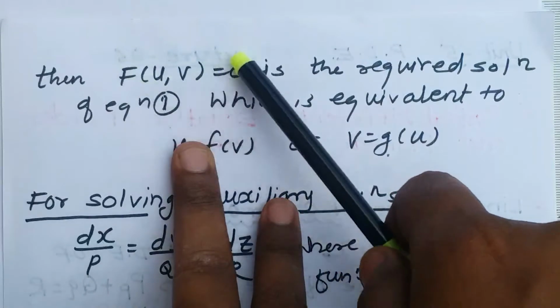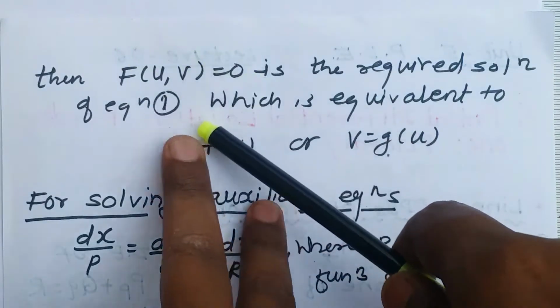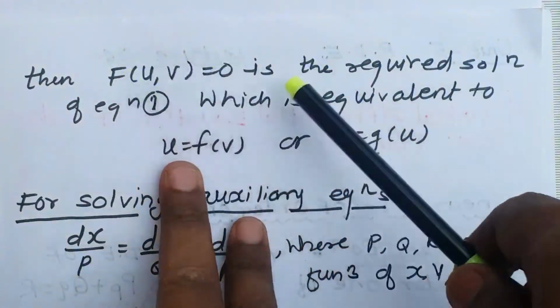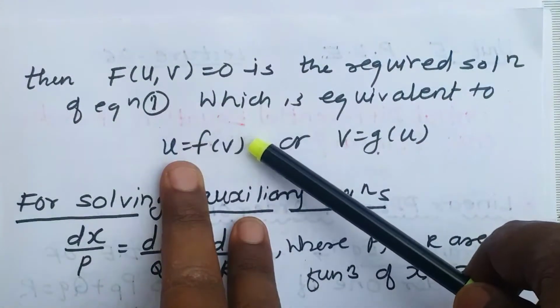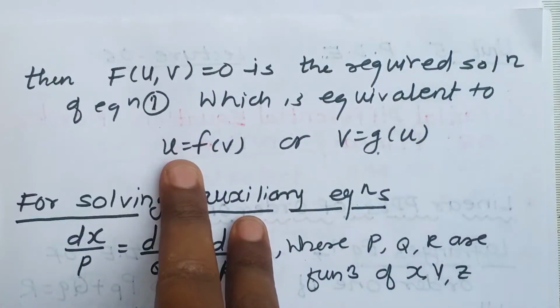The general solution of the Lagrange's equation is of this type, which is equivalent to, you can write, either in this form or in this form also: u as a function of v, or v as a function of u. Fine.